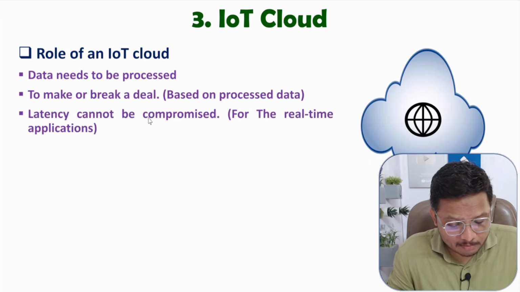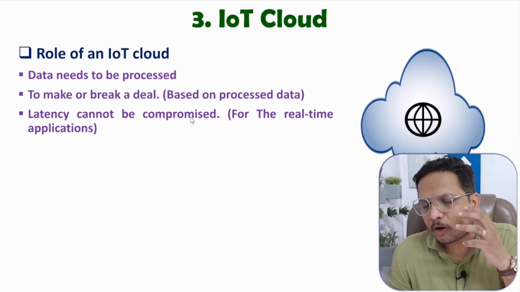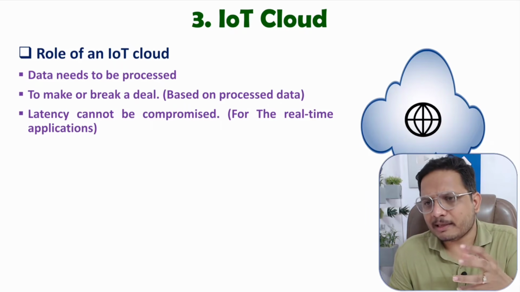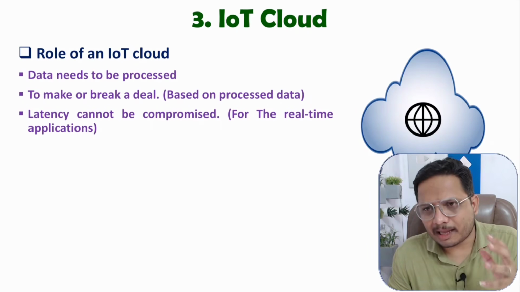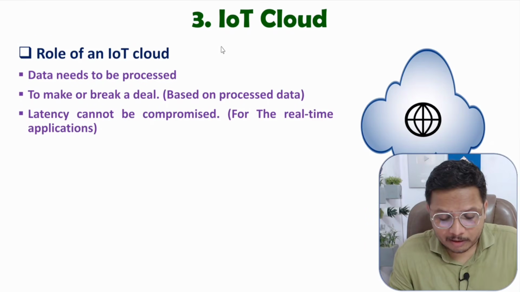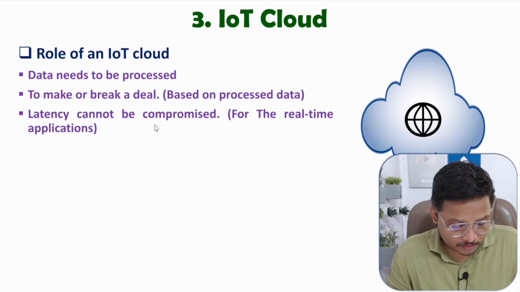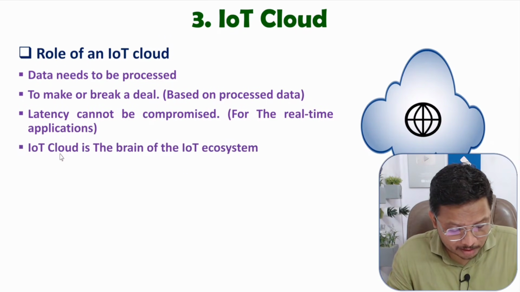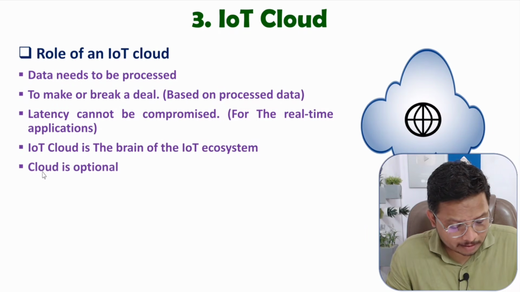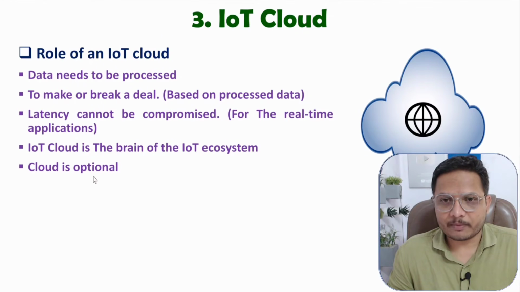See, latency cannot be compromised over here, right? If you are talking about real-time applications, then latencies are not allowed, and to have real-time output, the IoT cloud plays a very essential key role in an IoT system. When we talk about the IoT cloud, you can say it is the brain of the IoT ecosystem, and this cloud is optional, it is not compulsory, right?